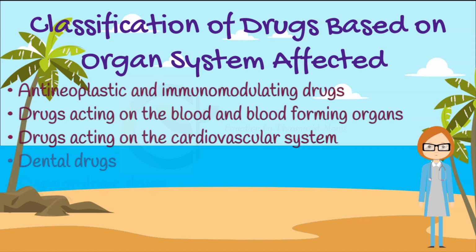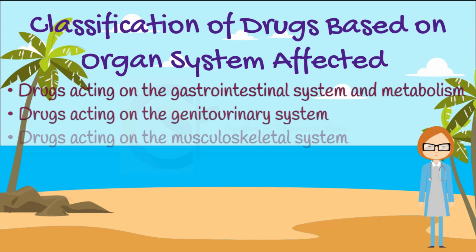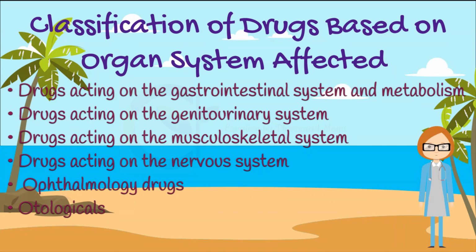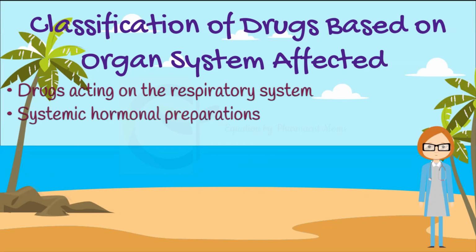antineoplastic and immunomodulating drugs, drugs acting on the blood and blood-forming organs, drugs acting on the cardiovascular system, dental drugs, dermatologic drugs, erythropoiesis-stimulating agents, drugs acting on the gastrointestinal system and metabolism, drugs acting on the genitourinary system, drugs acting on the musculoskeletal system, drugs acting on the nervous system, ophthalmology drugs, otologicals, drugs acting on the respiratory system, systemic hormonal preparations.